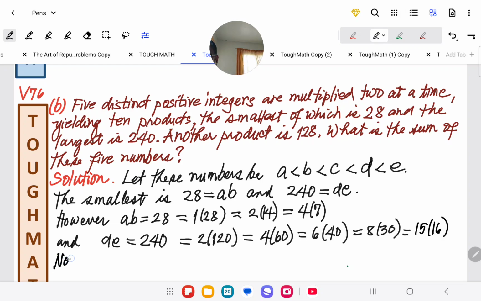Now, if E is equal to 80, or E equals 48, 16 times 3, 48, yes.